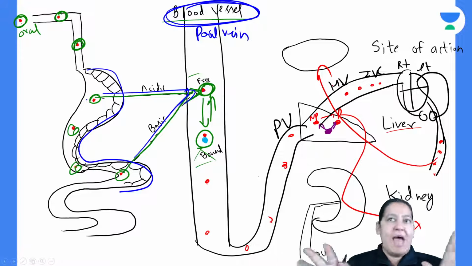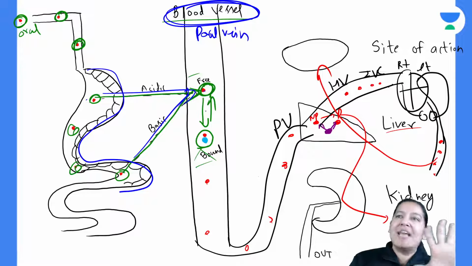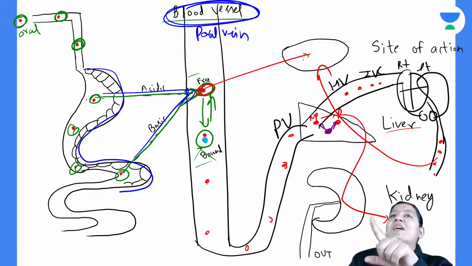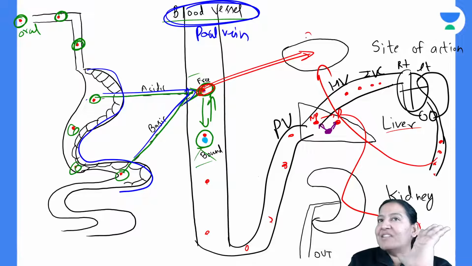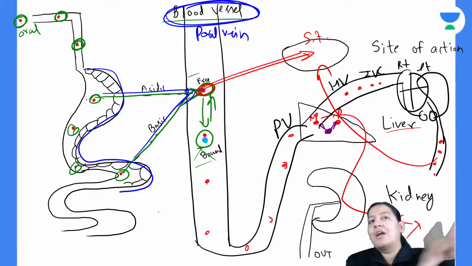So this actually happens in the body. It is not directly. For the sake of understanding, I always take that from here it goes here. No, it does not go directly from here to the site of action. It goes through this whole cycle.